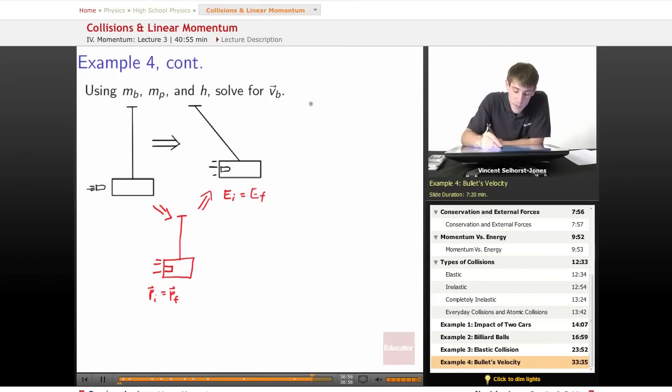So if momentum initial is equal to momentum final after the collision, what's in the initial momentum? Well, the mass of the bullet times the velocity of the bullet. Is there anything else moving? No, we've got the pendulum at rest. So mass of the bullet times the velocity of the bullet.